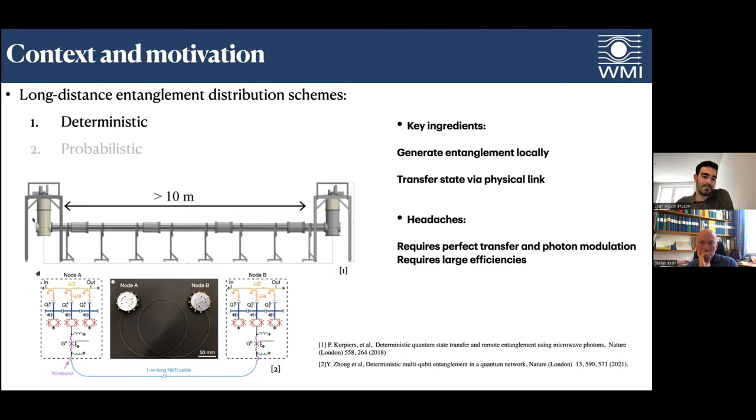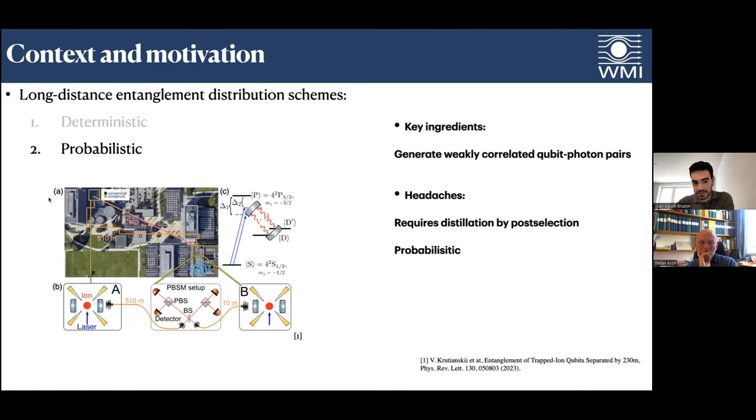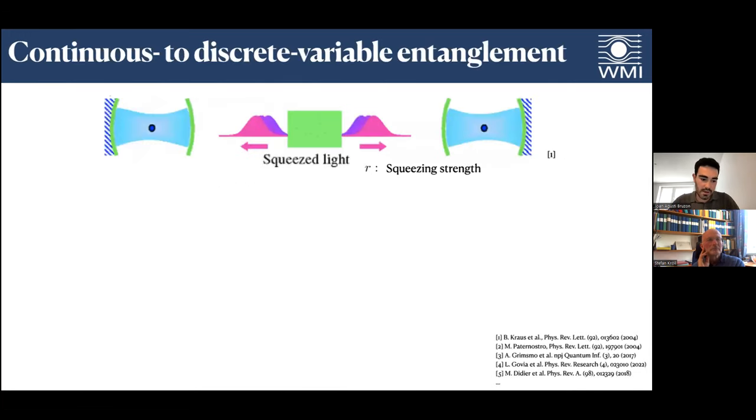it's not possible to create an entangled state between the two nodes. There has also been a lot of progress on a sort of protocol that's called probabilistic. Here we also create photon-qubit pairs in two different nodes, but the idea is you let the photons propagate and perform a Bell measurement on these photons. You are performing heralding, which means you project your qubit state into an entangled state. But the problem here is that it's a probabilistic protocol. If you really want to scale it up and have multiple nodes, the probability of getting your desired state decreases exponentially.